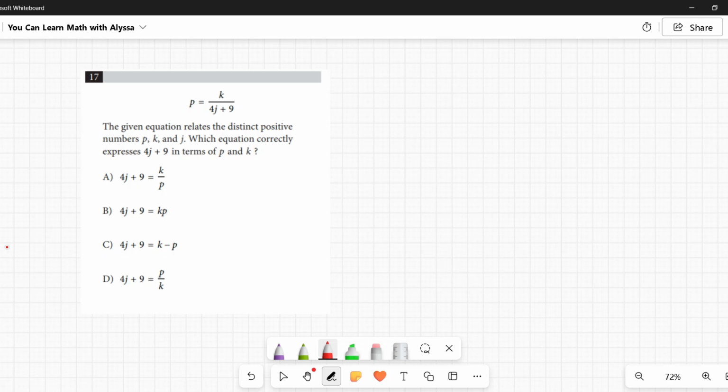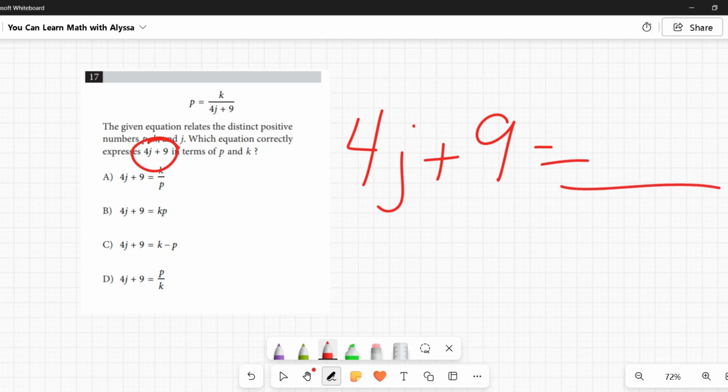Anytime we have this expressing X in terms of Y, expressing W in terms of Z and G, whatever, what they're asking is to get the term they're asking to express by itself. So like if this had been which correctly expresses K in terms of P, 4J, and J, they would want K by itself and everything else on the right. This one's a little different. They're not picking a single constant that they want on the left. They're saying they want 4J plus 9 on the left and everything else on the right.